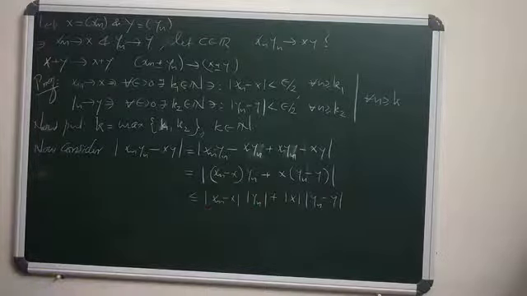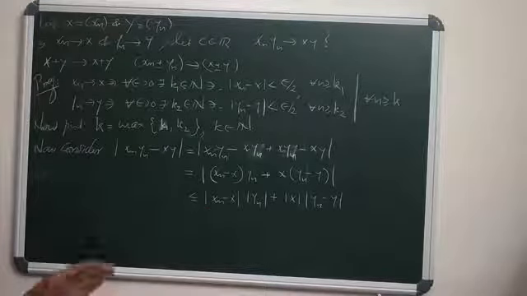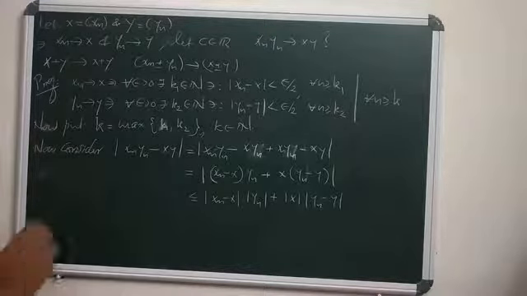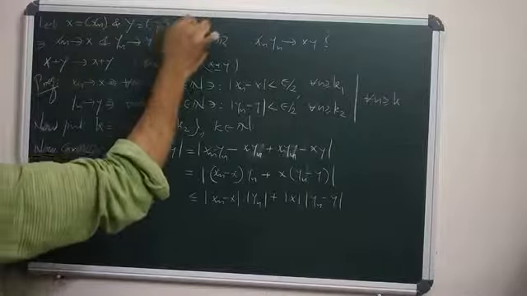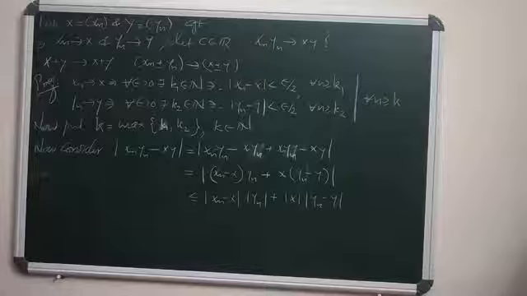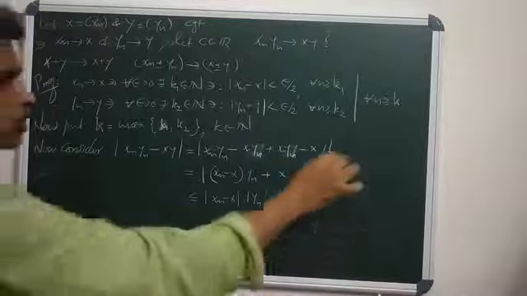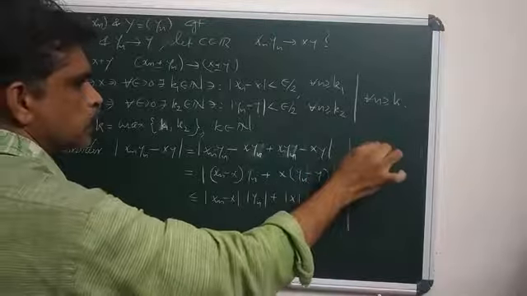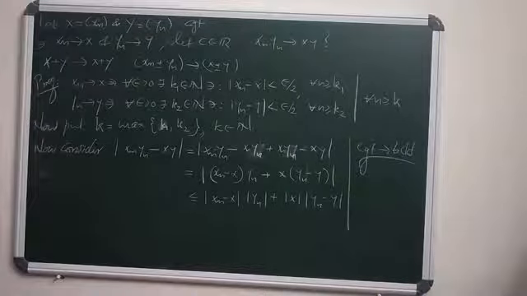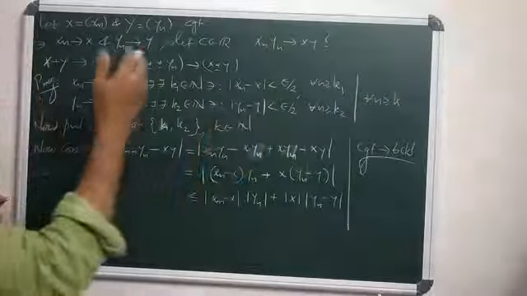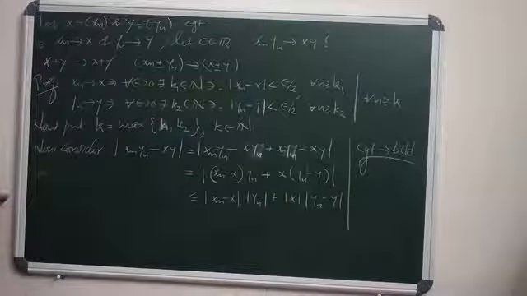But what is mod yn? We know that xn and yn are convergent sequences. We already proved a result: all convergent sequences are bounded. Convergence implies boundedness. So yn is a convergent sequence, hence yn is bounded. And x is a convergent sequence, so it is also bounded.